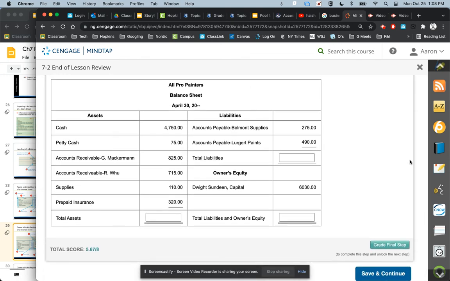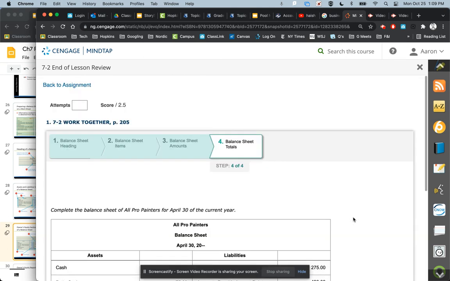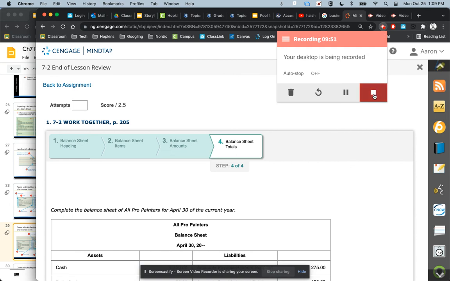All right, and finally we will calculate some totals. If we add up cash, petty cash, all of our accounts receivable, supplies, and prepaid insurance, that gives us a total of 6,795 total assets. Total liabilities is 275 plus 490, which would be 765. And then the capital of 6,030. Add those together, should give us the same thing of 6,795. And that should be it. So my apologies for the mistake there, but why don't you try to do this on your own now, especially that one piece with the example there, and let me know if you have questions.